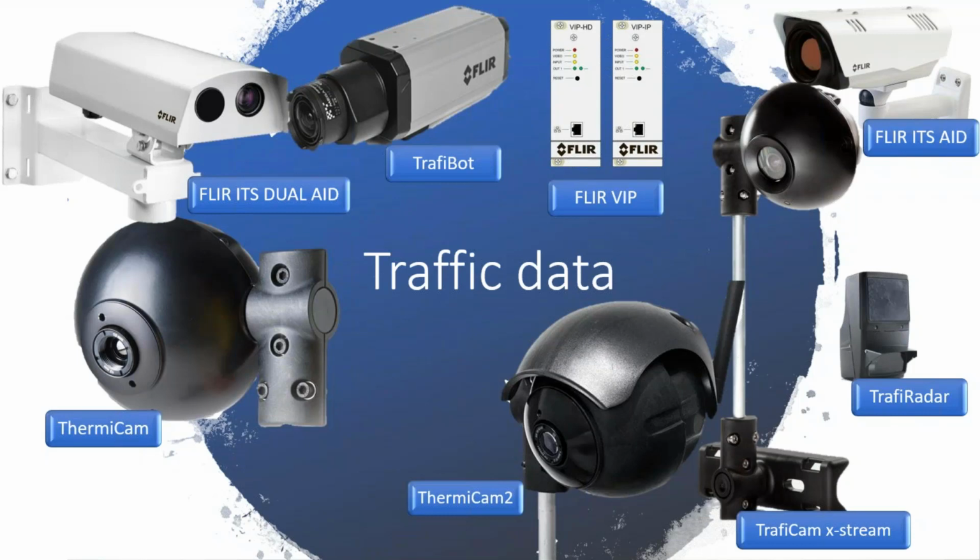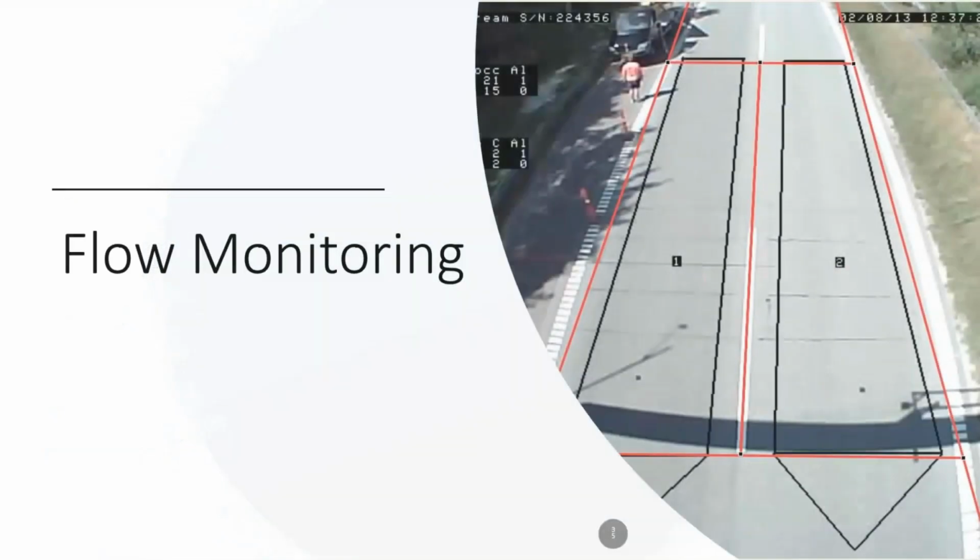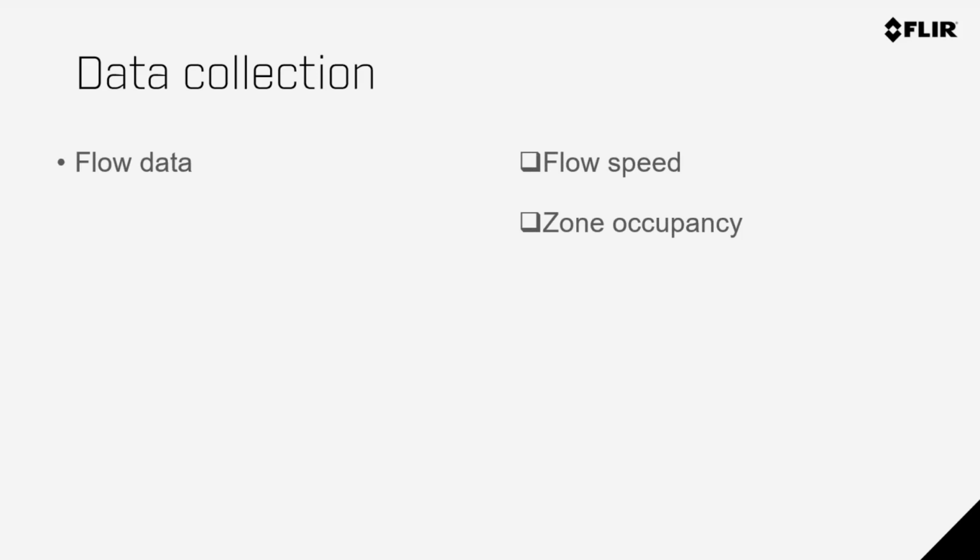I just mentioned already, and you saw it already on display, the zones here, they are not only able to collect what we call traffic data, you can also collect what we call flow data. And in some cases, you only want this flow data. What do we mean with flow data? Well, flow data is two types of data. That is flow speed and zone occupancy. Only these two.